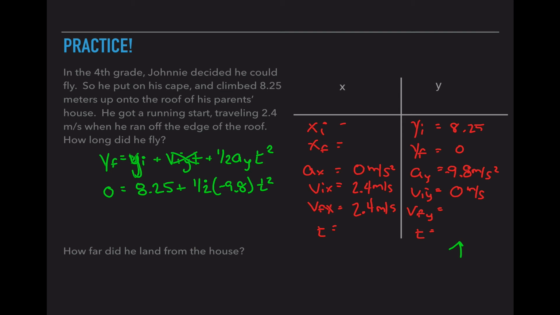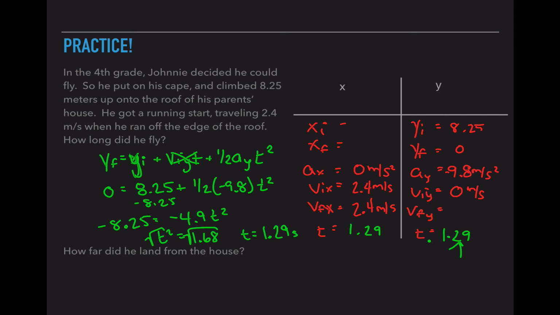So now we have to rearrange this equation. Subtract 8.25 from both sides, and we have negative 8.25 equals negative 4.9. I just combined these two numbers, t squared. Now we have to divide out, and t squared equals 1.68. We have to get rid of that squared, so we're going to square root both sides, and t equals 1.29 seconds. So Johnny was airborne for 1.29 seconds. I'm going to place that number here, and I'm going to place that number here because they are the same with horizontally launched projectiles.